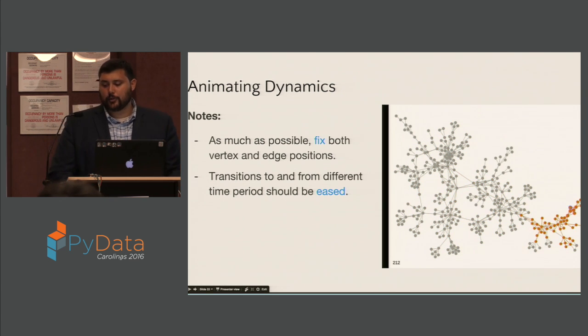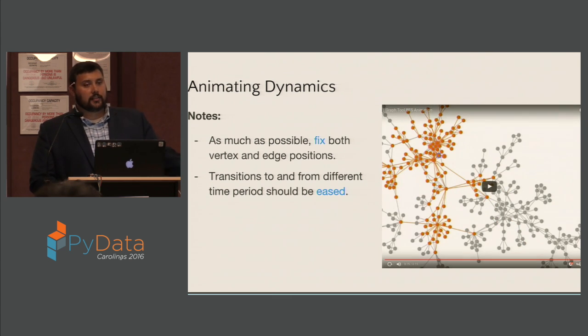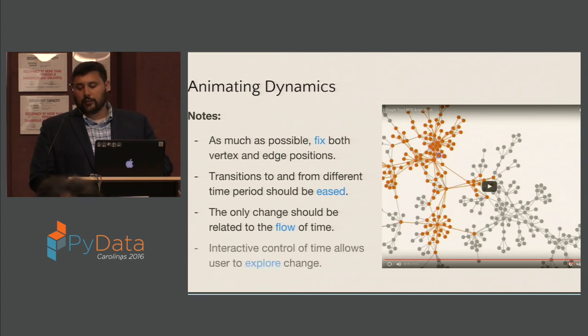As much as possible, you want to fix both vertex and edge positions. They shouldn't move. Transitions should be eased, so fade in, fade out. You want to see what's coming and see what's leaving. The only change in animation should be time. Right? You don't want to change anything else. You don't want to change centrality, but you can animate any sort of property, but it should all be related to flow. And moreover, you should give the user control to explore change.